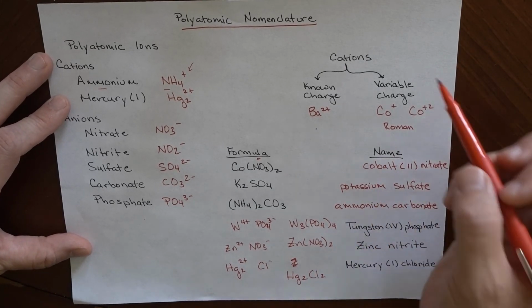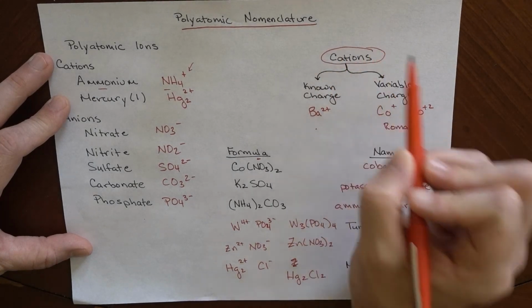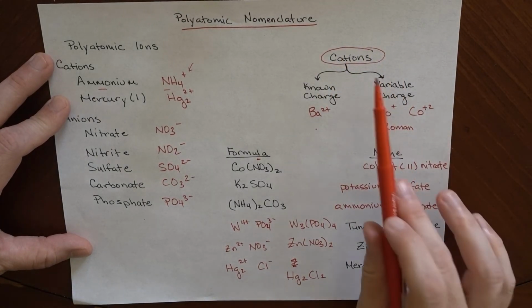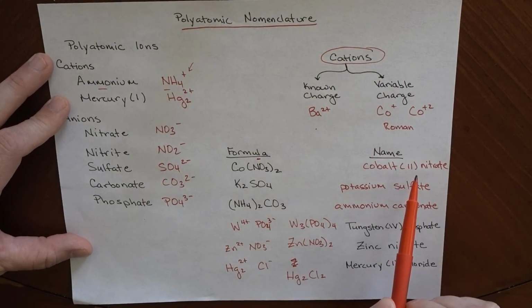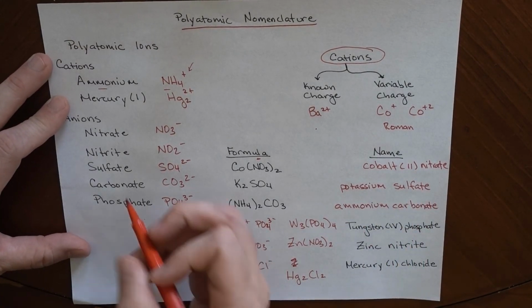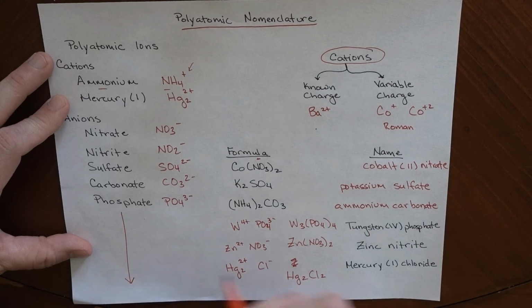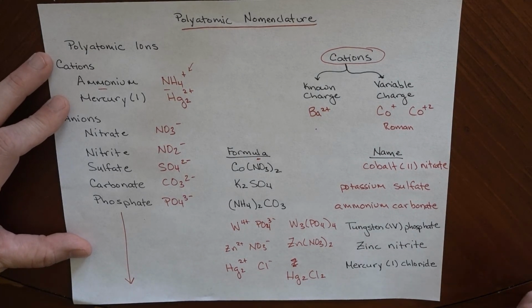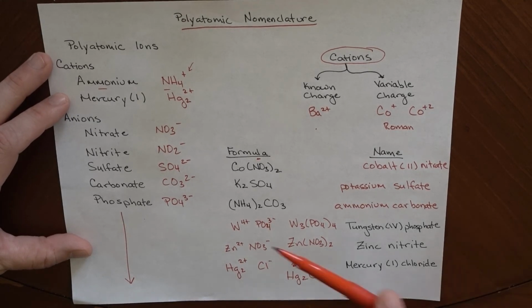So remember your rules for assigning Roman numerals to cations, and then just remember you're stating the name of the cation, possibly its charge if we don't always know it, and then the name of the anion. This is a much longer list, so please figure out what your teacher wants you to know and work with those. Flashcards are excellent.